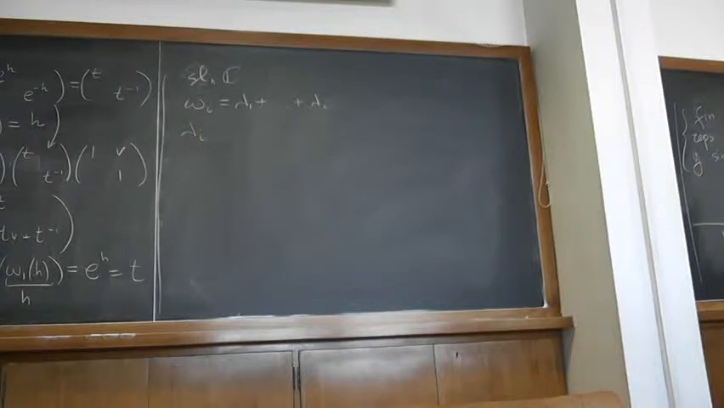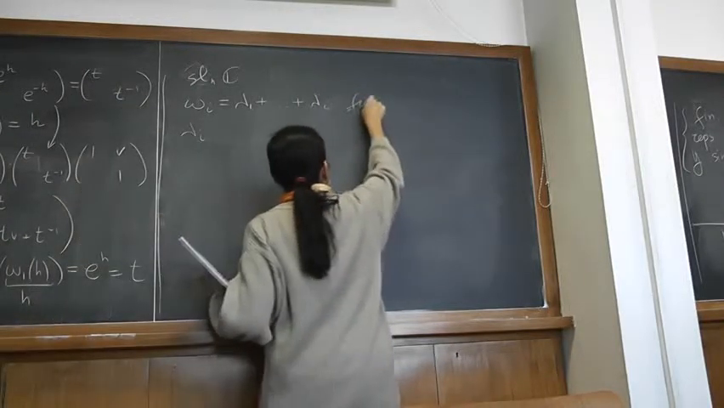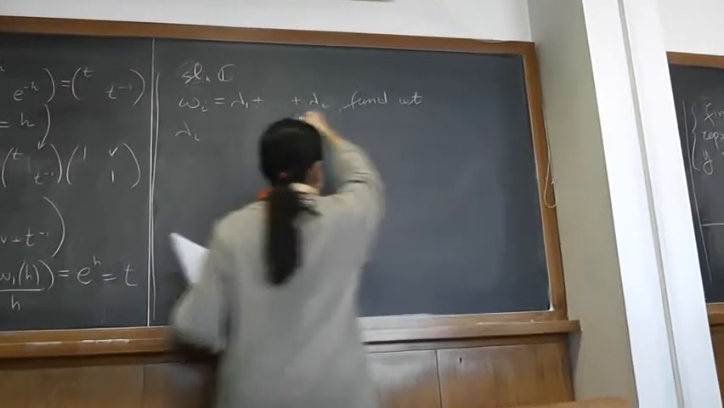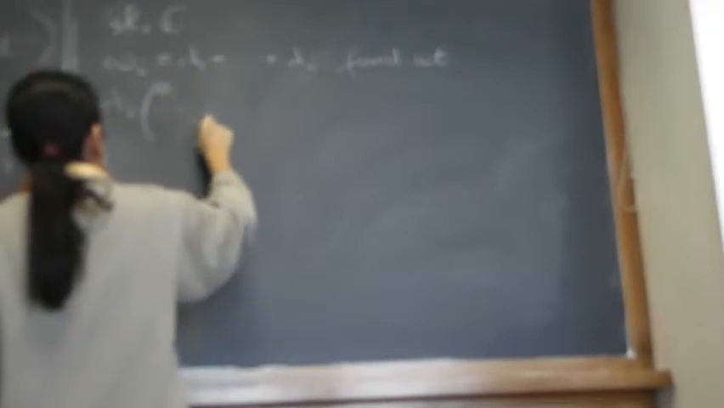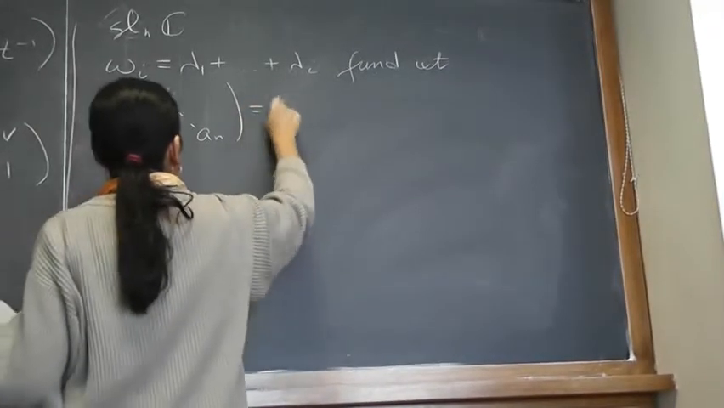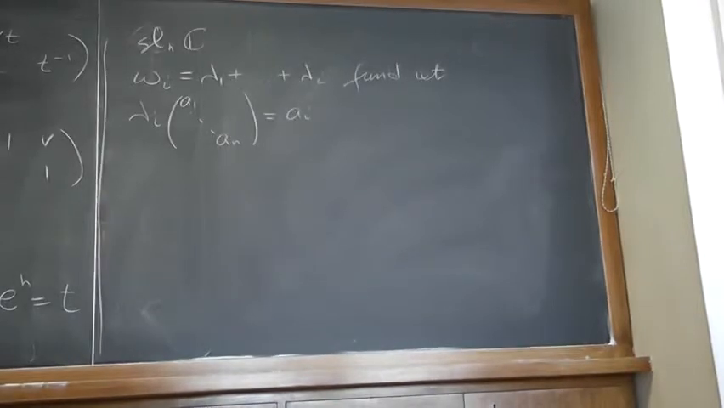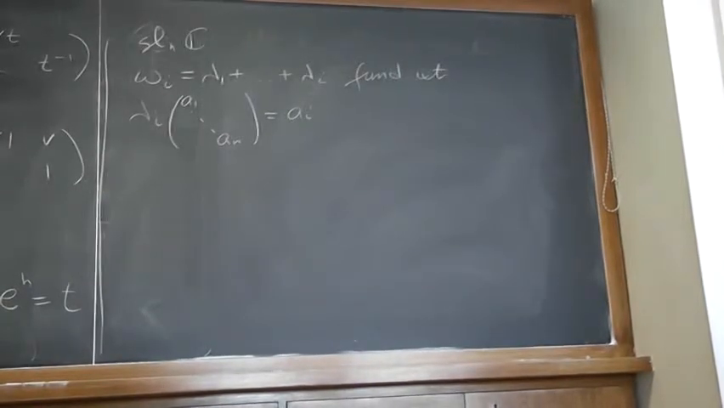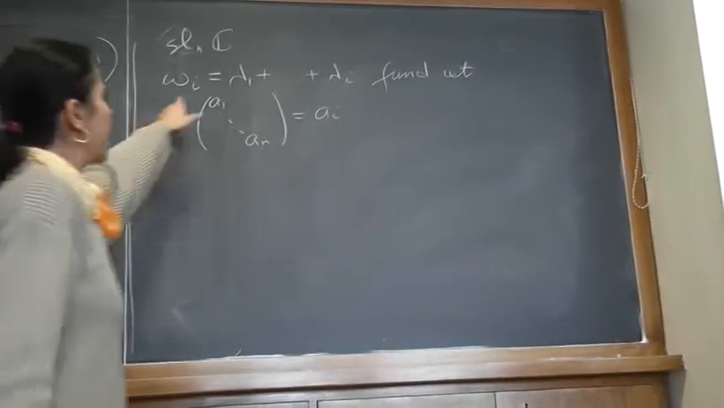Let me go back to the fundamental weight. I'm claiming the fundamental weight has this aspect, where omega I of A1 n is equal to AI. Let's do the calculation. So, fundamental weight, it does this.